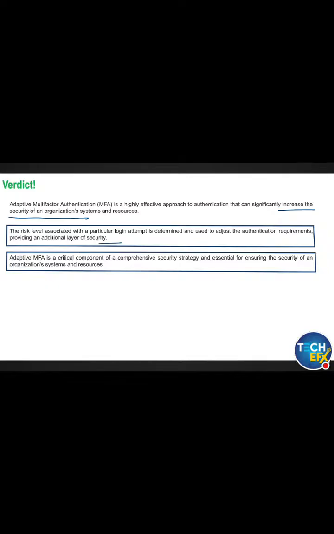In summary, adaptive MFA is a critical component of a comprehensive security strategy and essential for ensuring the security of an organization's system and resources.